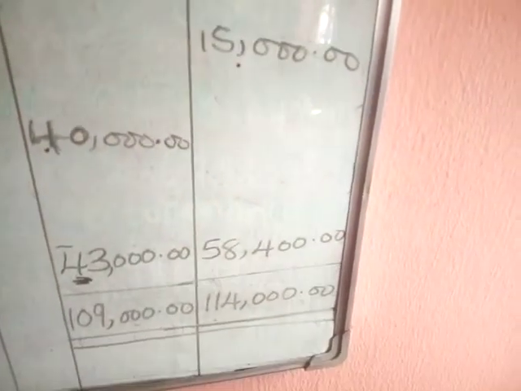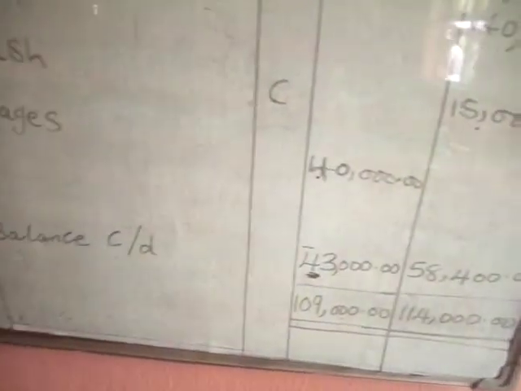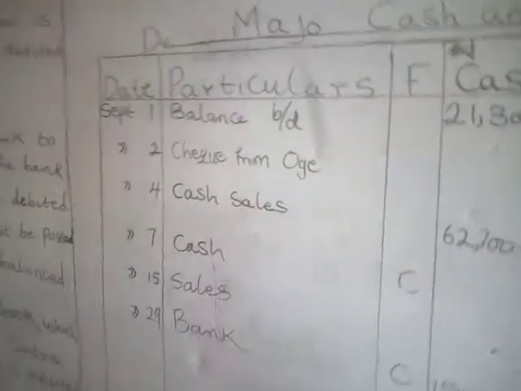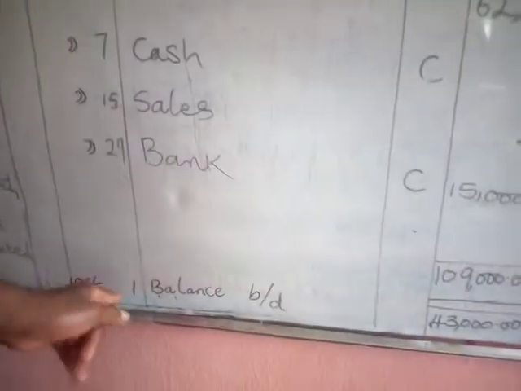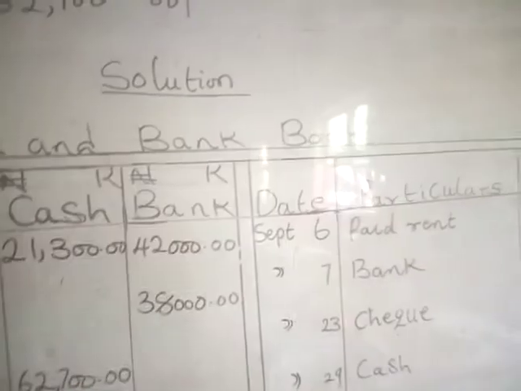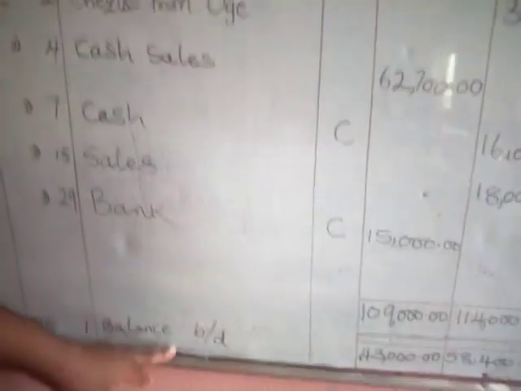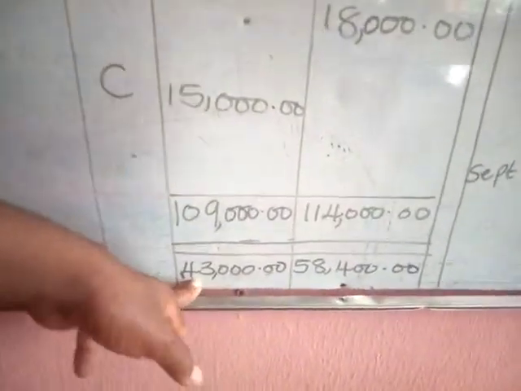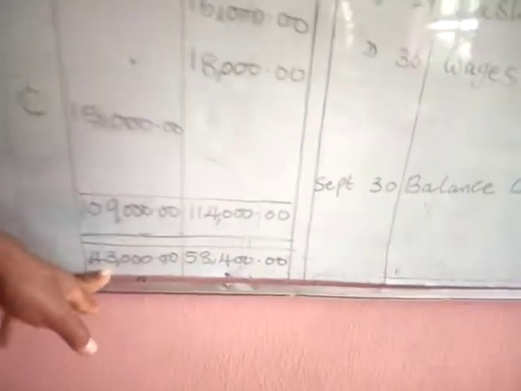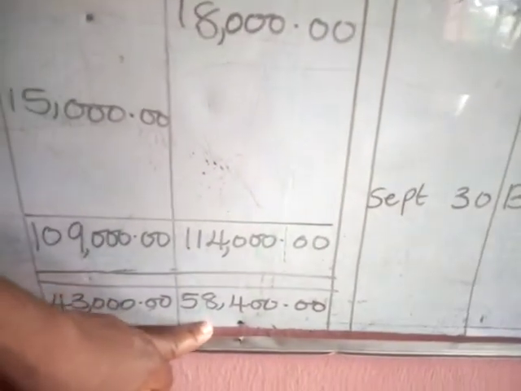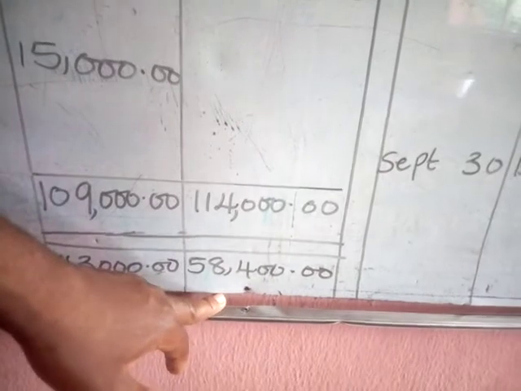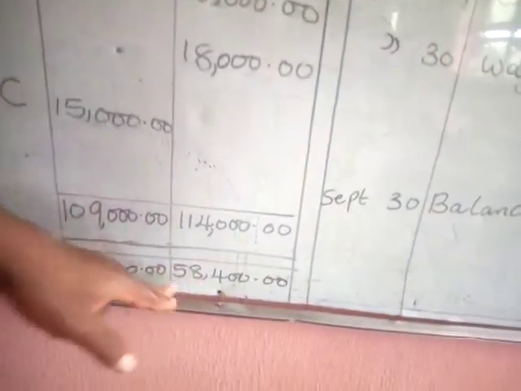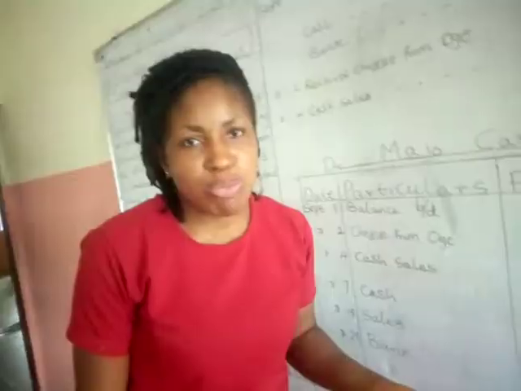And now what I have to do next is to go back to the debit side of the cash book. And that is, I have to do October 4th, because the September has ended. October 4th, I have my balance brought down, which is 43,000 naira under the cash column and 58,400 naira under the bank column. So this money is the money they are going to start up the business in October.